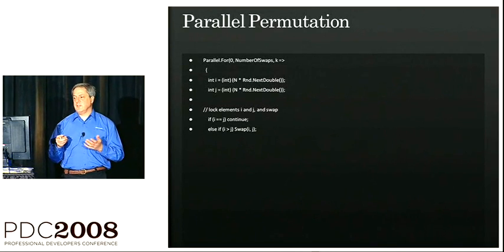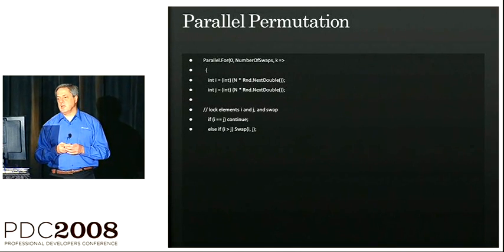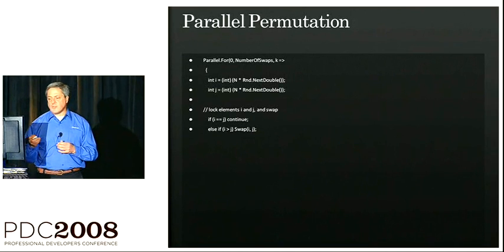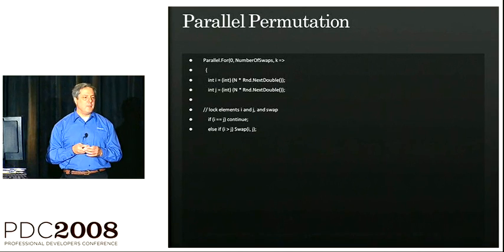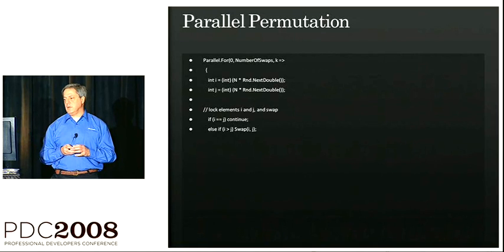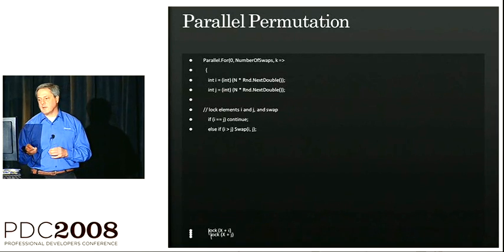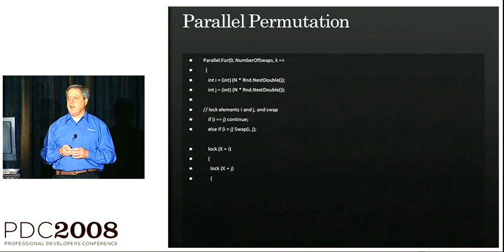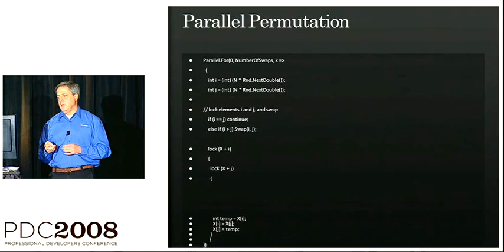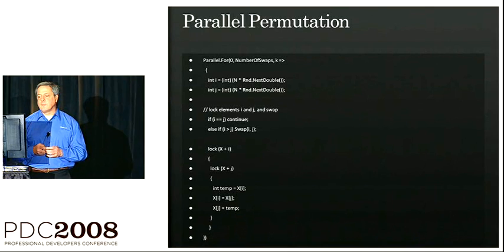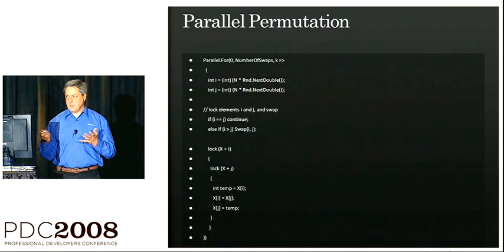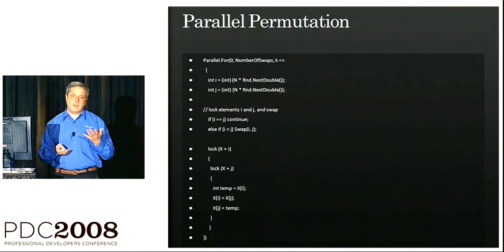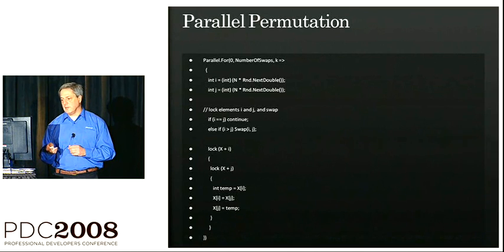So if i is less than j, then I'm going to swap i and j, right? So now I've always locked the lower indexed element first, and then I'll lock the next element next. Okay. So once I get my i and j values, I'll lock i, I'll lock j, and then I'll do the swap. Okay. So again, the parallel implementation here was simple, but I have to do the locking correctly, otherwise I end up with a problem.